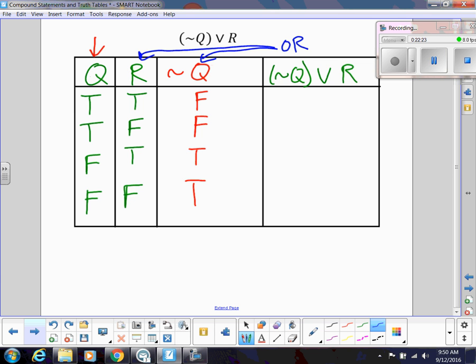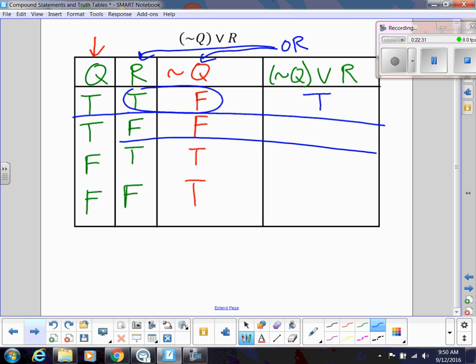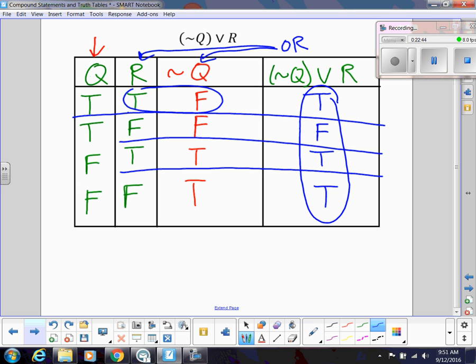So this first line, again, I'm just looking at these two. I have at least one true, so that's true. Both are false in the second line, so that's false. Both are true, so that means my statement is true. This one I have at least one true, so that one's true. So this would be my final outcome for that statement.